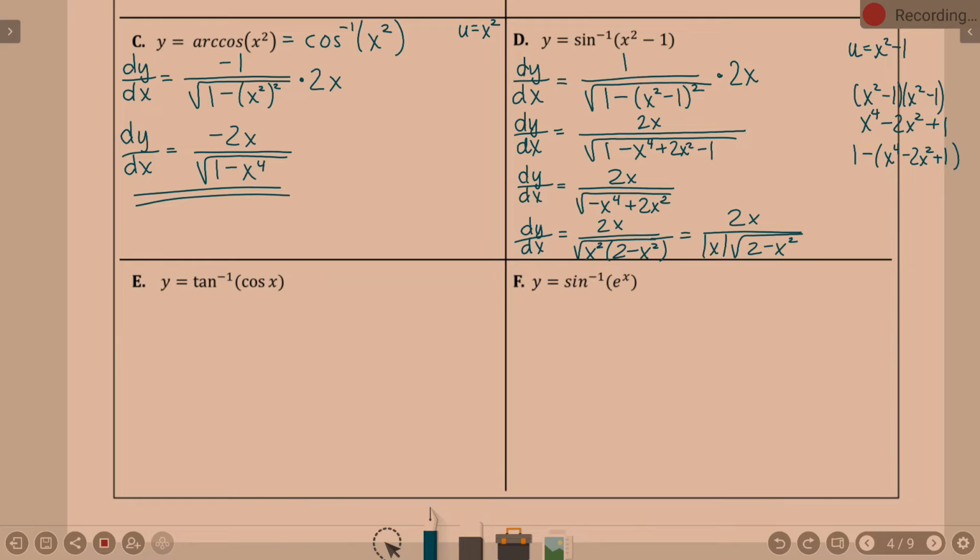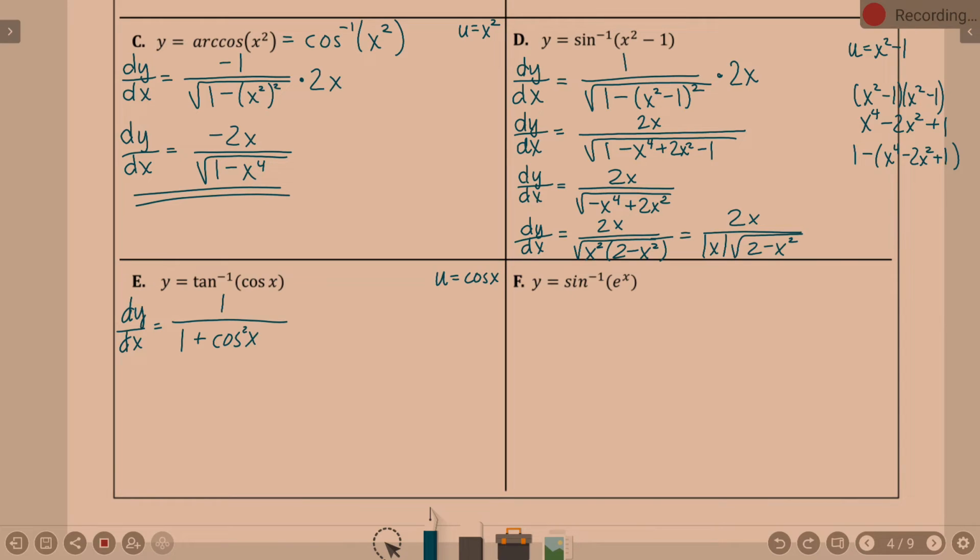Okay. Let's try E. See if we can keep this one straight. Okay. Derivative of tangent inverse is 1 over, is it 1 plus x squared? Is that the formula? Yeah. Sorry. These formulas are ones I'm weak on when it comes to memory. So, okay. 1 over 1 plus x squared, right? But what is my x here? Or my u, I guess? Cosine x.